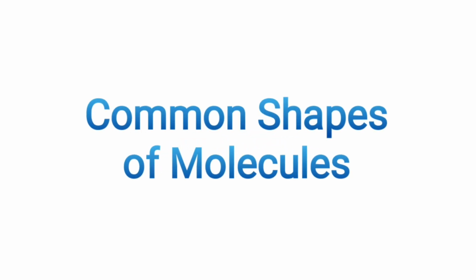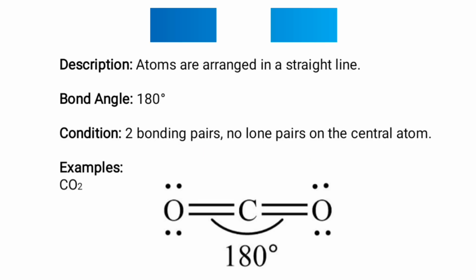Now we take some common shapes of molecules. The first one is linear shape. Description: in linear shape, atoms are arranged in a straight line, and the bond angle is 180 degrees. The condition is two bonding pairs, no lone pairs on the central atom. Example CO2: there is no lone pair on the central atom and the bond angle is 180 degrees.